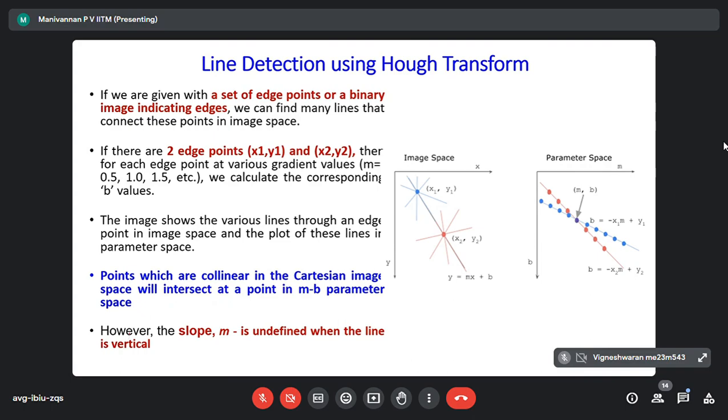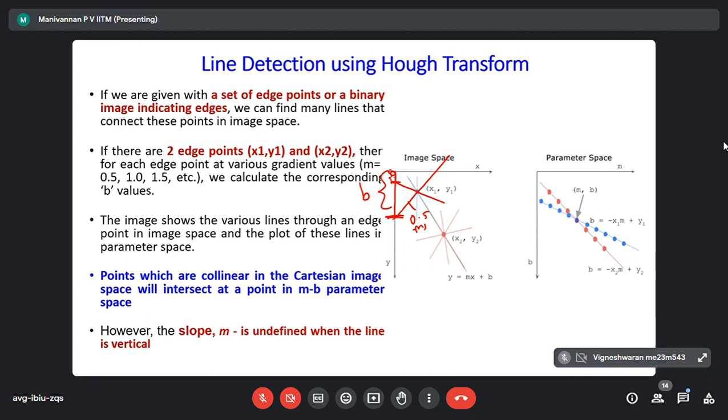When I change this one, for example, if I take this, this is the B value. For example, m equal to 0.5. For that, this is the origin, and it is cutting the y-axis at this point. If I take this, it cuts here. That is the B value, correct?